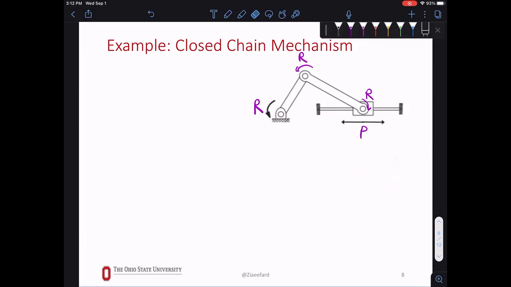There's a prismatic joint, revolute. You have a ground. This is basically one link.